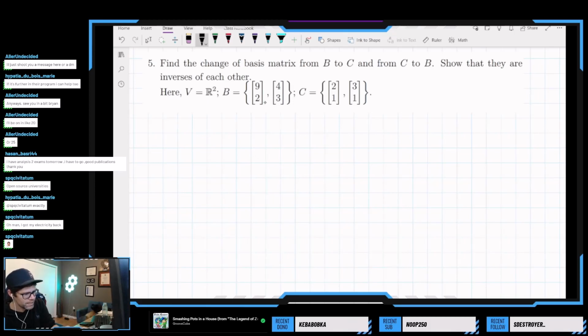So what do you think is easier? Do you think it's easier to express B as a combination of C, probably, rather than C as a combination of B's? Yeah, that sounds about right.